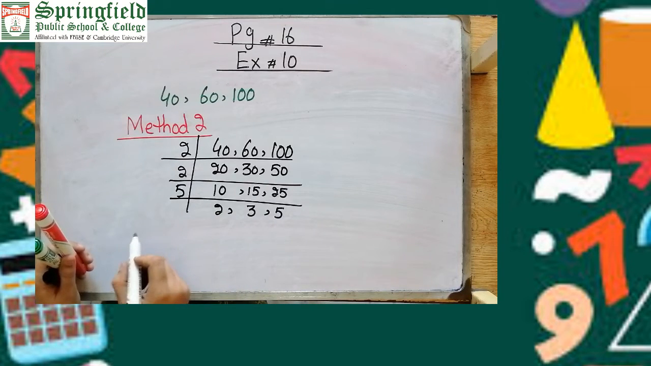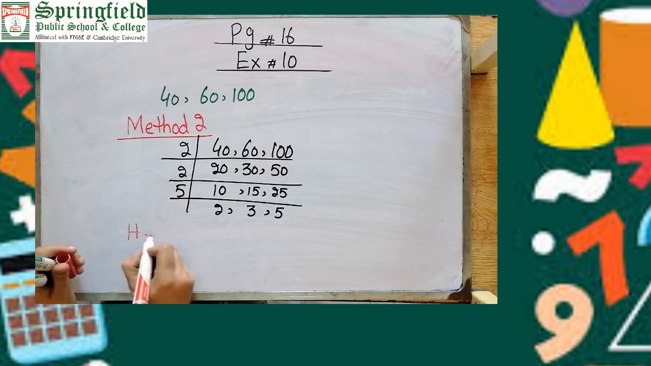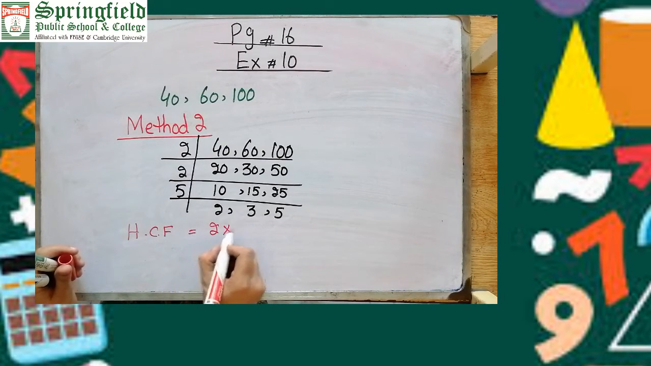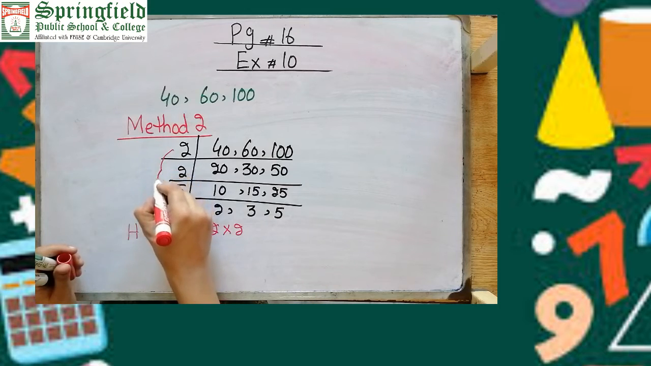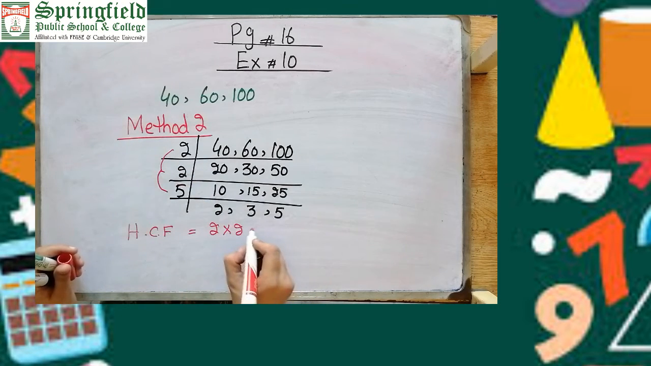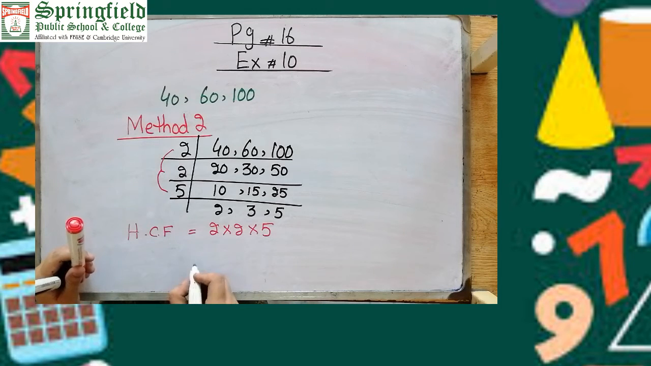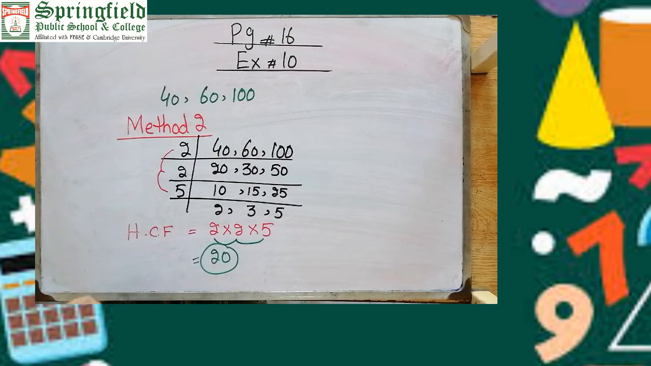No, 2, 3, 5 do not come in the same table. We will stop here. So what will be the HCF now? 2 multiply 2 multiply 5, the product of the factors. 2 2s are 4, 4 5s are 20. In both cases your answer should be the same. Understood? Okay.